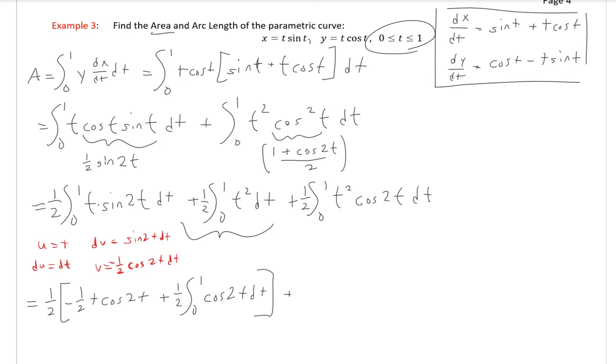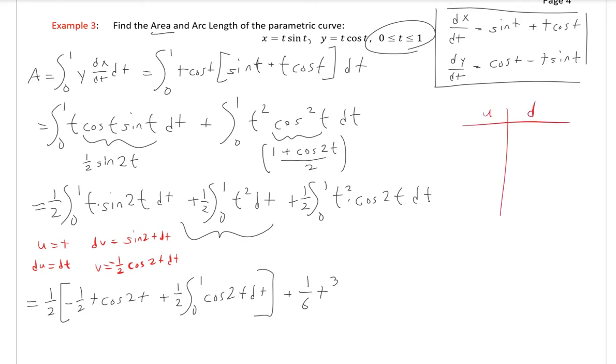Plus this integral we can solve right now. That'll give us 1/3 t cubed. So that'll give us overall 1/6 t to the third power. And then the last one's also going to be by parts. However, this one's going to take a couple different steps. So what we can actually do is do a table for this one.